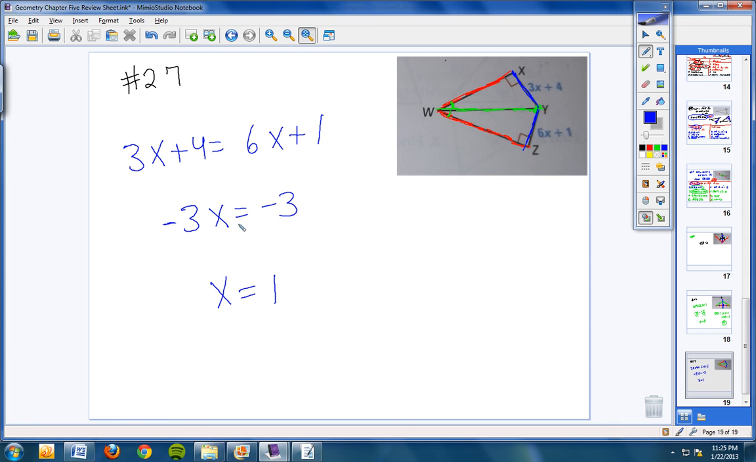They did not ask us, though, what x equals. They asked us to find the length of XY. The length of XY. And XY is 3x plus 4. So where the x is, I'm going to substitute a 1. And we can see the length of XY equals 7.